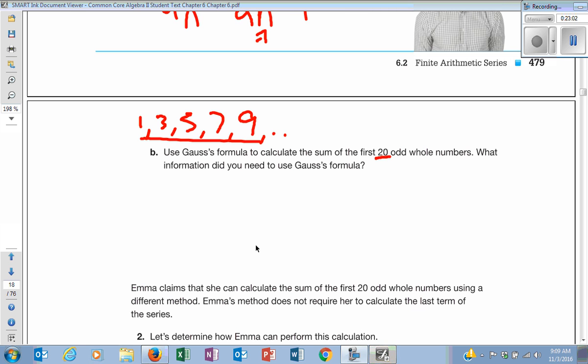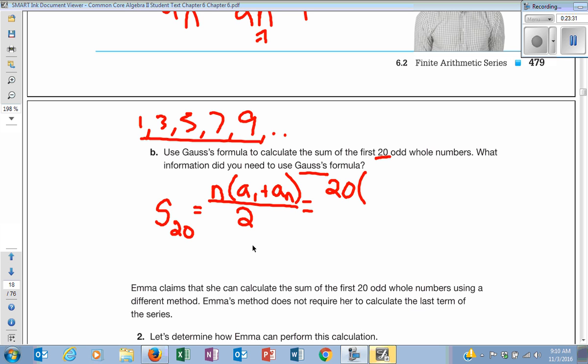Or I could use Gauss's formula for the series, and we're going to the 20th term. So for this, S20 would equal n times (a1 plus an) all divided by 2, which equals, which one am I going to? 20 times the first one is 1, but when I get here, I've got a problem. I don't know what the 20th odd term is.